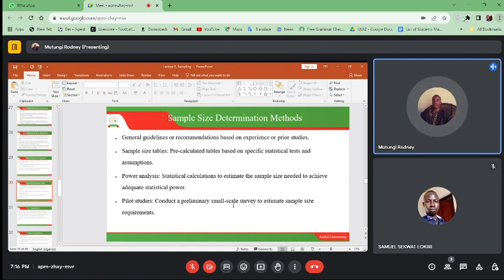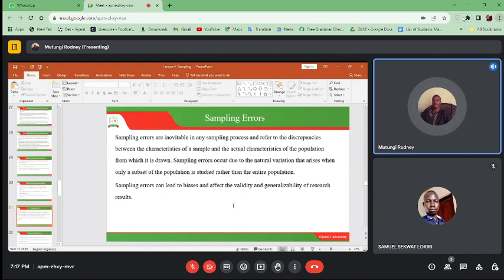Then sample size tables are also used in determining sample size. Power analysis, I also talked about it. Then pilot studies, almost the same as experience, where you conduct a preliminary small scale study, and it will help you to estimate what your sample size should be so as to realize your goals. Okay, yeah.